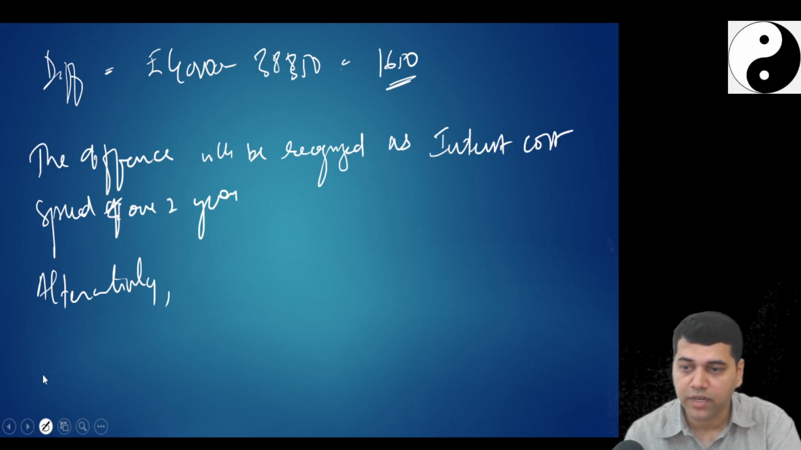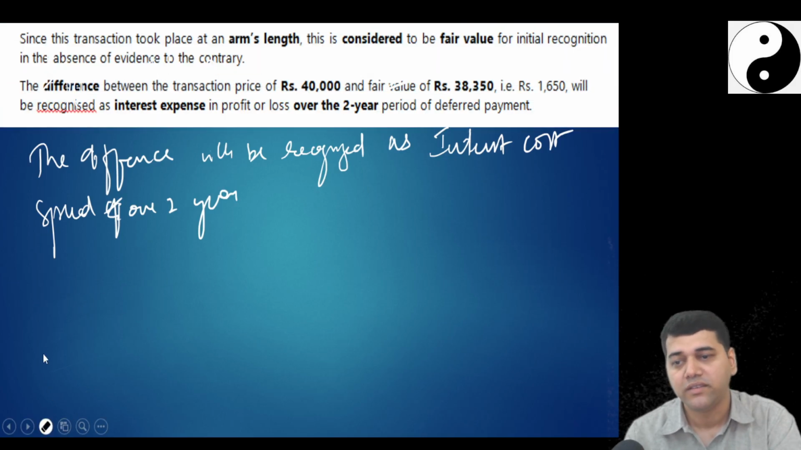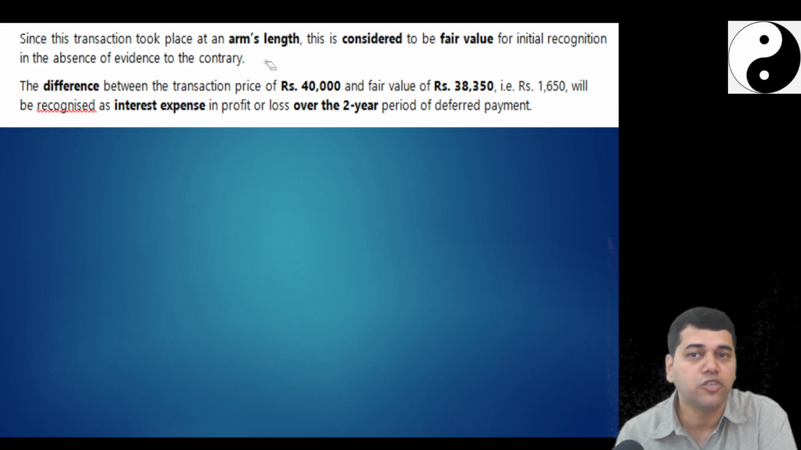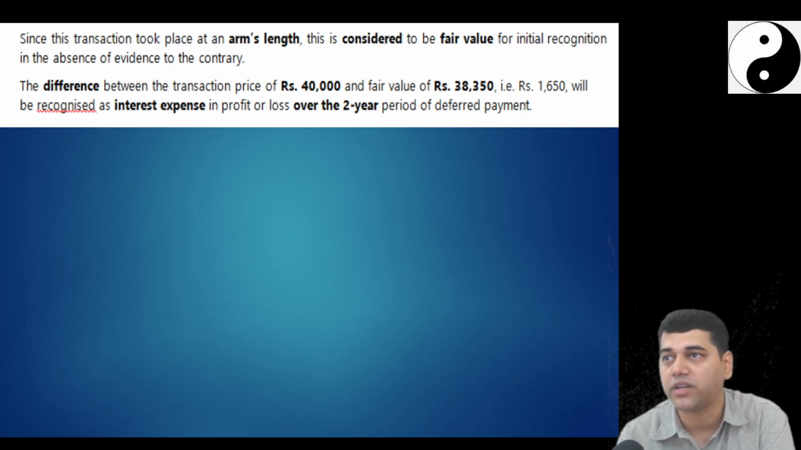Okay, alternatively we can remove. Yeah, just we can write it over what they have told. This is what they have said. Since the transaction took place at arm's length, this is considered to be the fair value for initial recognition in the absence of evidence contrary.